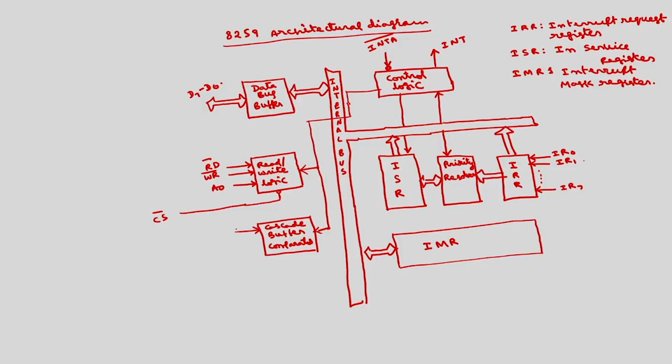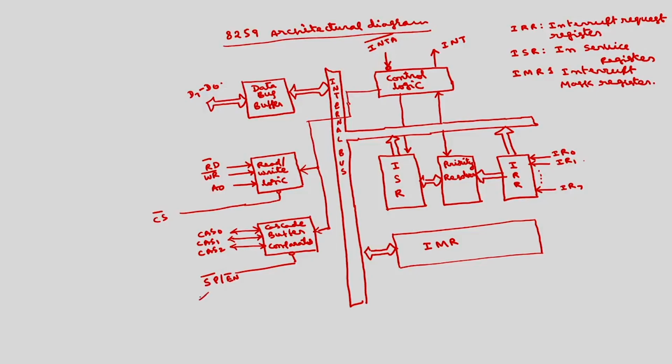This is having 3 signals: CAS0, CAS1, CAS2. Then we have one active low signal which is called SP/enable. These are 2 active low signals.